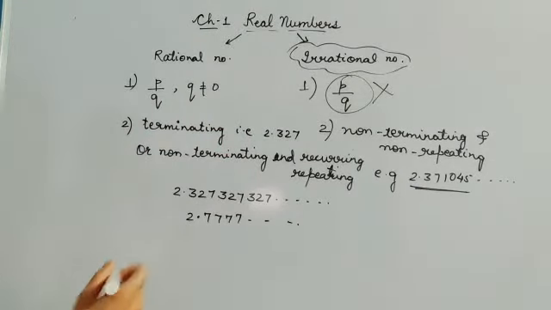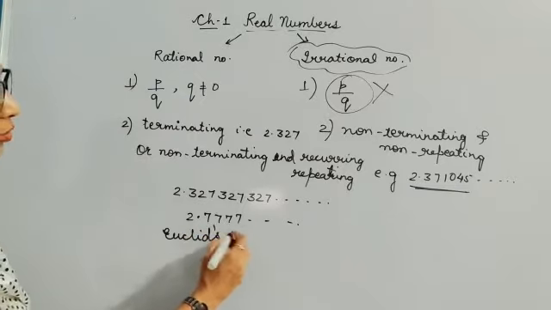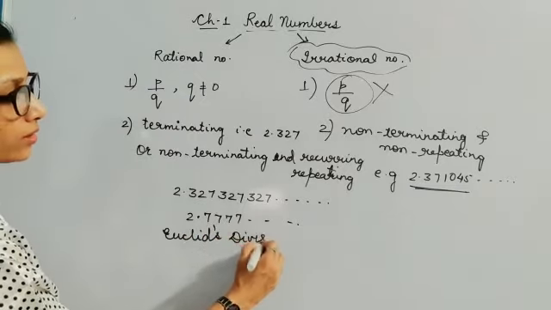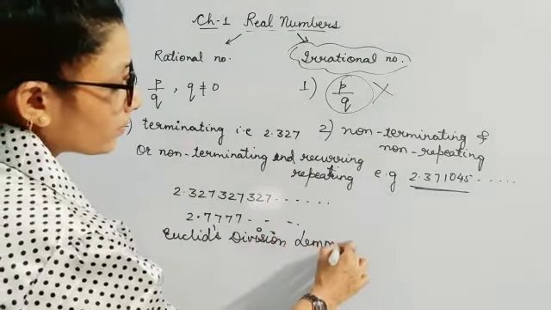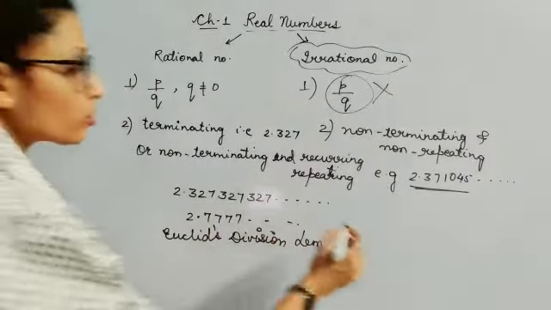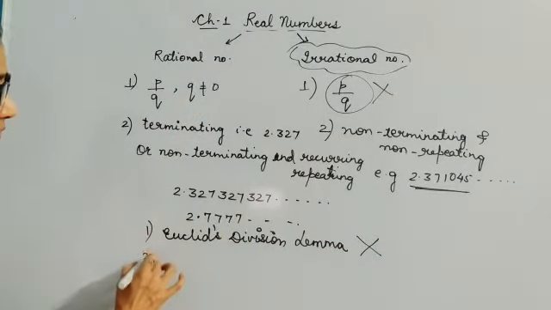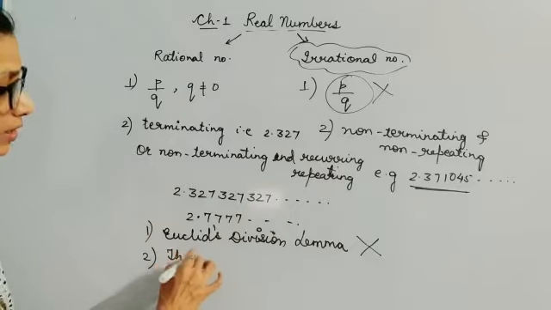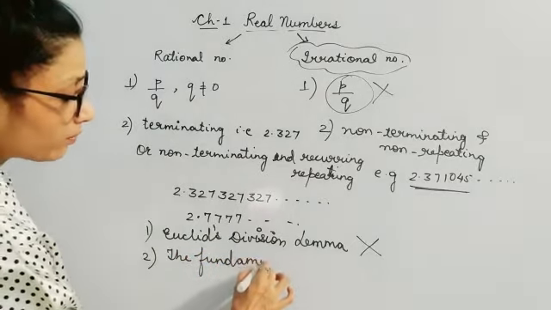Now in this chapter, first of all, we have Euclid's division lemma. But this year, the board has deleted this topic from your syllabus. So we are not going to do this topic here. Second topic, we have the fundamental theorem of arithmetic. It is quite an important theorem.